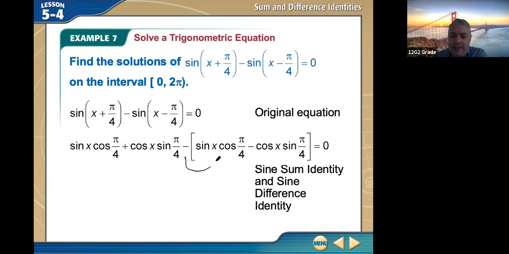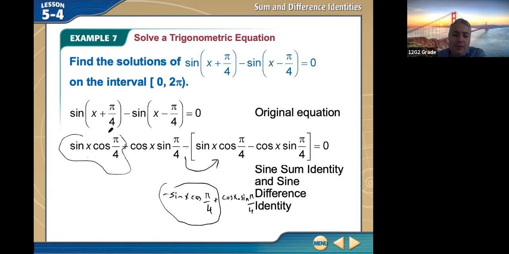If I expand this, this will be sine of x cosine of pi over 4, negative and negative positive, cosine of x sine of pi over 4. Now this is negative sine x cosine pi over 4, this is positive sine x cosine pi over 4. So these two things are just opposite of each other. When we add, it will be 0. Cosine x sine pi over 4 plus cosine x sine pi over 4 means 2 times cosine of x sine pi over 4. It is equal to 0.